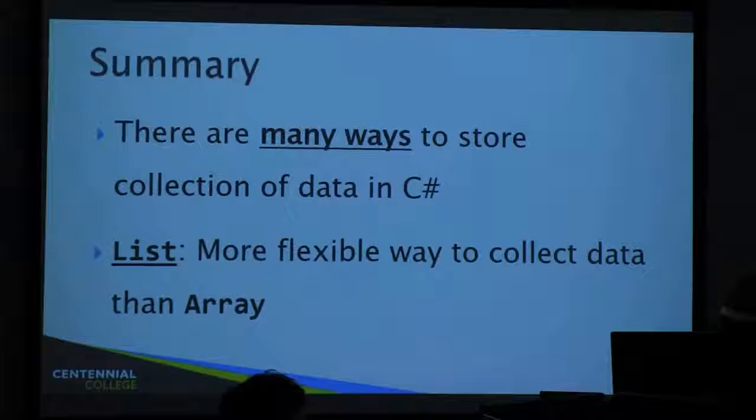I'm just going to wrap things up here with a bit of a summary. As you can see, there are many ways to store collections of data in C#. Different ones are used with different goals. If you have search in mind, you use dictionary. If you have order in mind, you can use sorted dictionary. List is a more flexible way to collect data than the array. So once you are using what you used to use arrays for, you may want to choose lists instead.